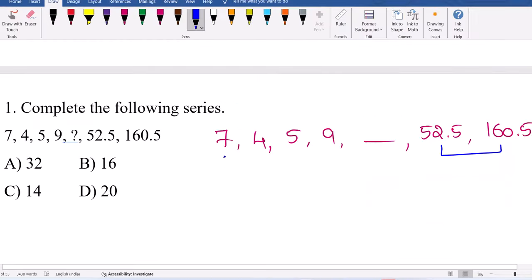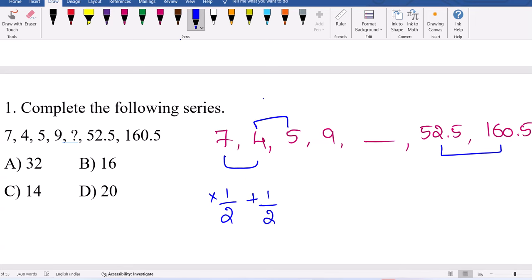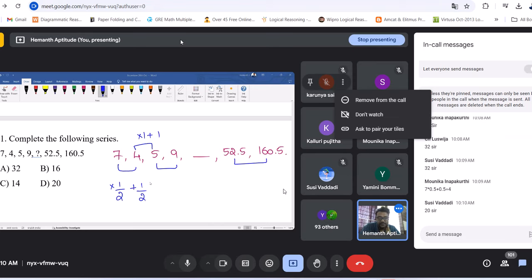So Monica said here 7 into half: 7 divided by 2, which is 3.5, plus half, 4. Here, multiply by 1, plus 1. Then multiply by 2, plus 2 means you don't get 9, right? Multiply by half plus half. Okay, good. Then multiply by 1 plus 1 will give 5. Next, multiply by 2 minus something is required. Or else if you go for half of that, 2.5, then adding 6.5 is required. It's not satisfying the logic, right?